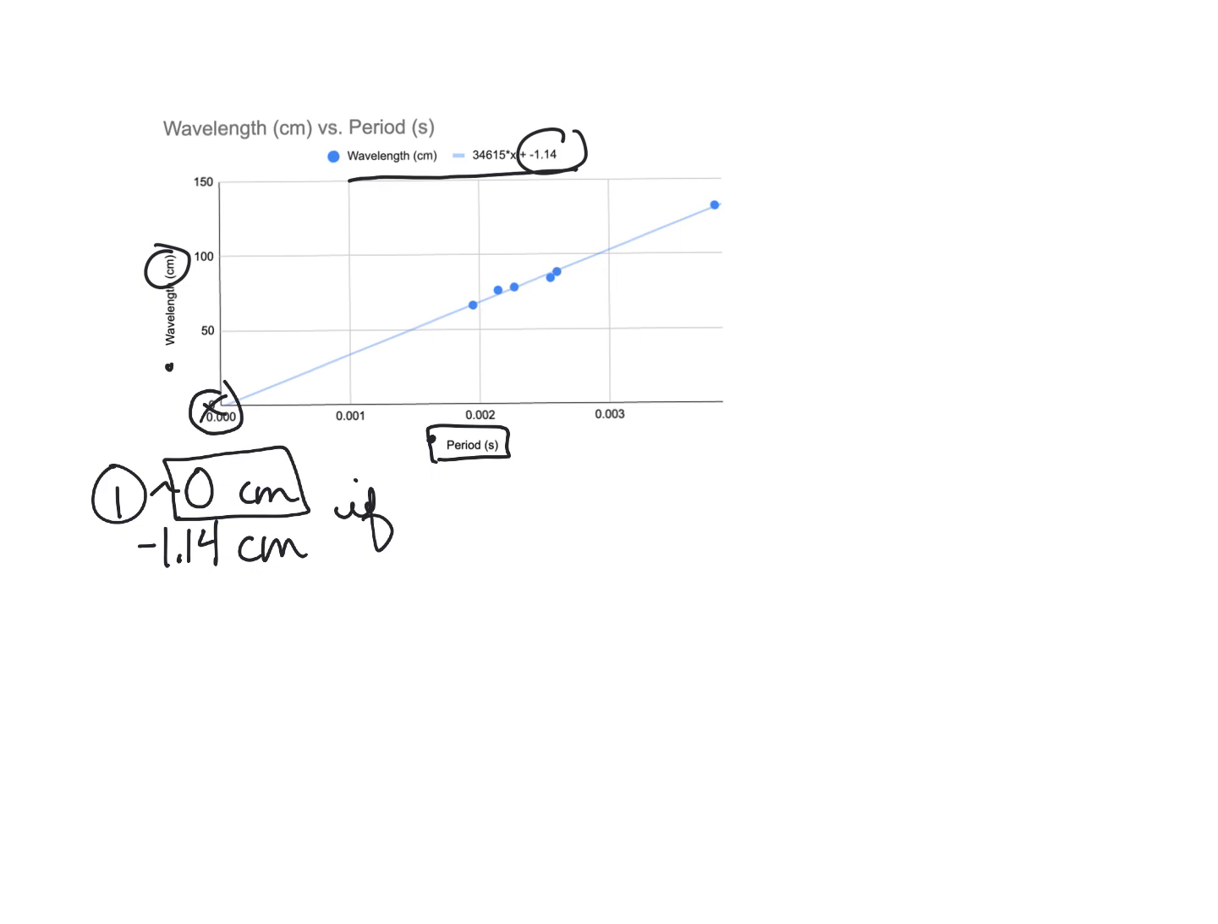If the time to oscillate was 0 seconds, then the wavelength should be 0 centimeters.